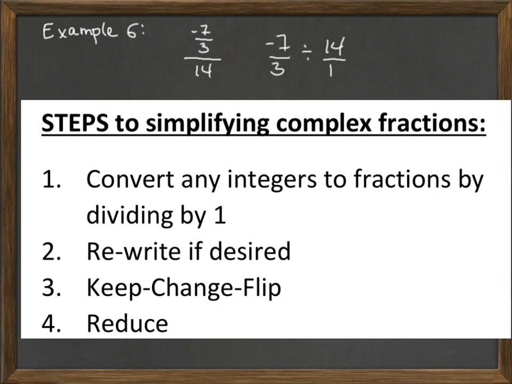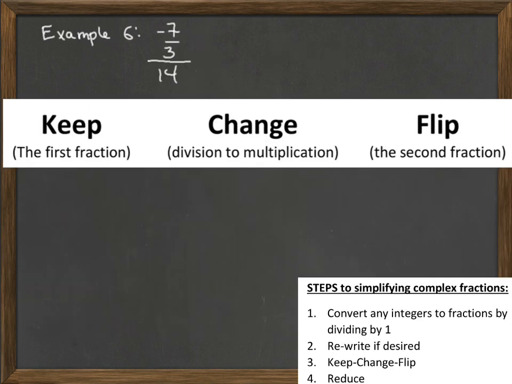So notice I've written here the steps to simplifying complex fractions. The first thing I did, as you can see, is convert my integer. I converted 14 to a fraction by writing it as 14/1. Okay, and the rest of the steps, as you can probably tell, are going to be exactly the same as what we were doing in previous examples.